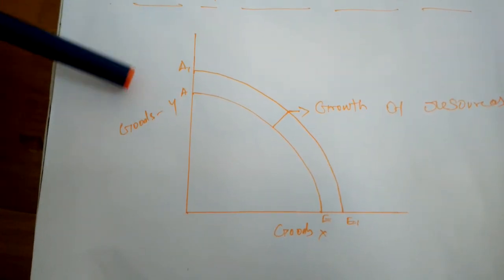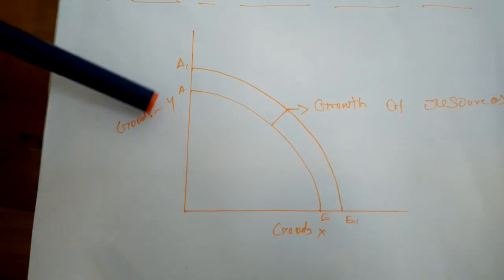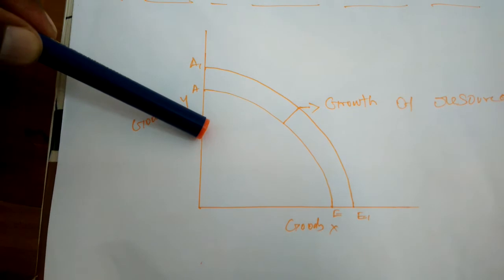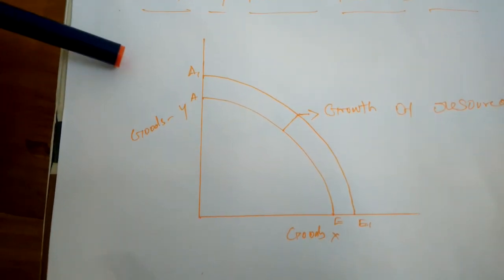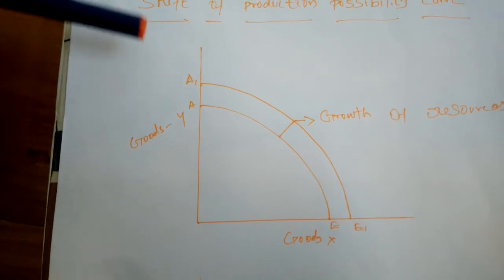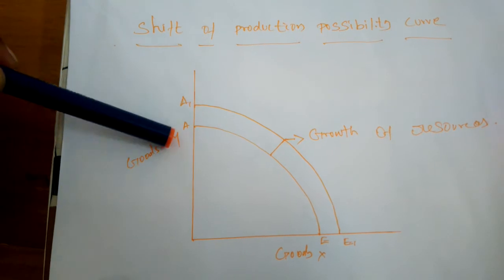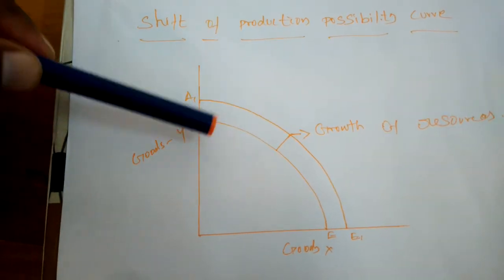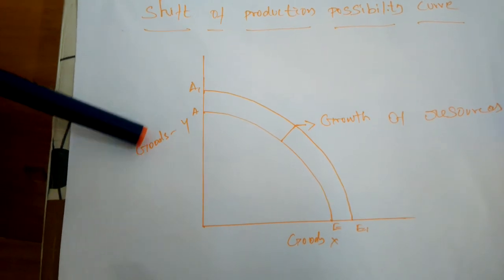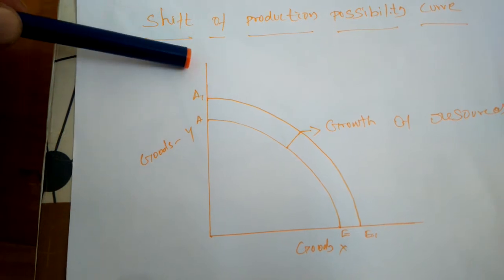If the nation invents better technology to produce commodities, the curve will shift. Suppose a nation is using labor-intensive methods to produce a commodity, and it invents better technology to produce the same commodities, then the production possibility curve will increase because of higher productivity. They can produce more, right?